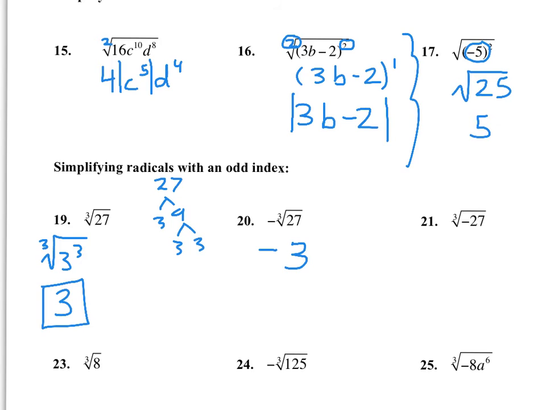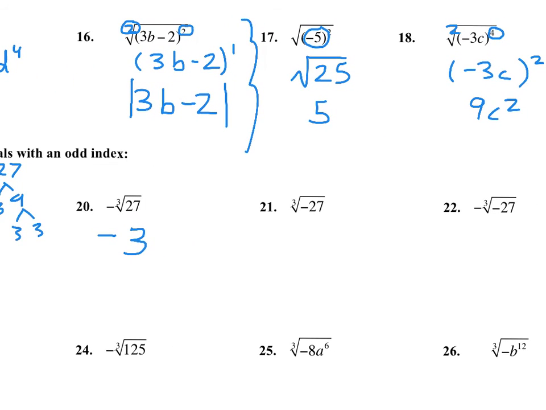For 21, when the index is odd and the radicand is negative, you don't need imaginary numbers because 3 negative numbers do multiply to make a negative. So this one's going to be negative 3. Negative 3 times negative 3 times negative 3 equals negative 27. Alright, 22 is similar. This has an answer of negative 3. And then we have to hit it with that negative. So this one is negative of negative 3, which is positive 3.